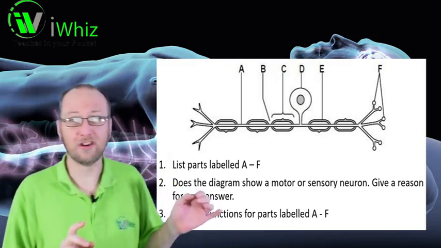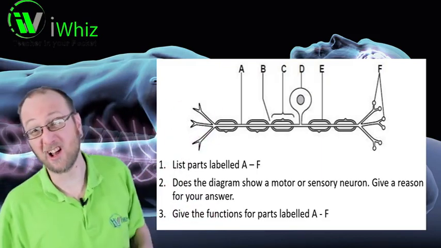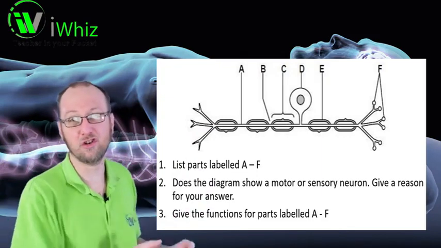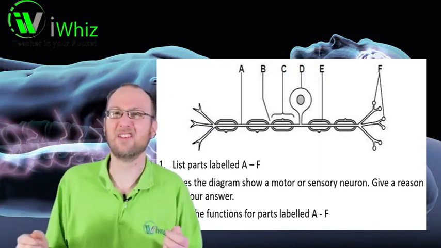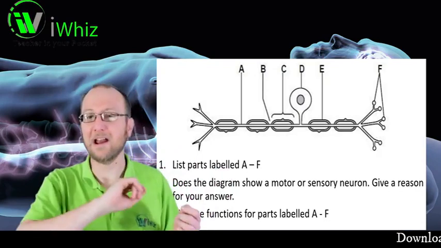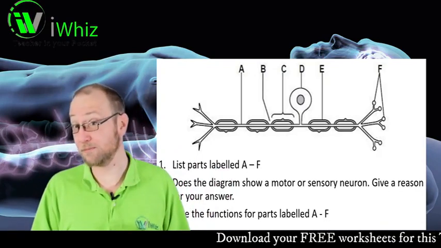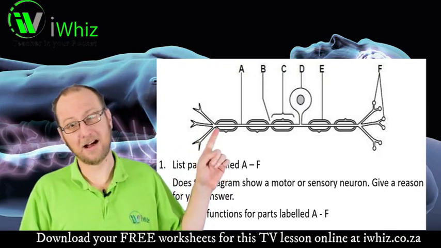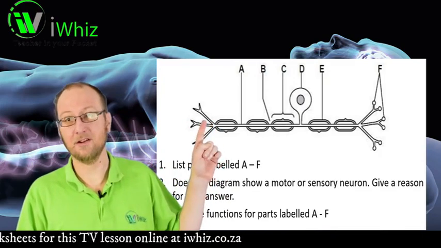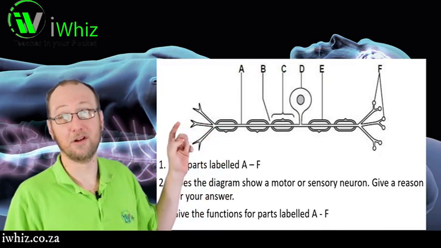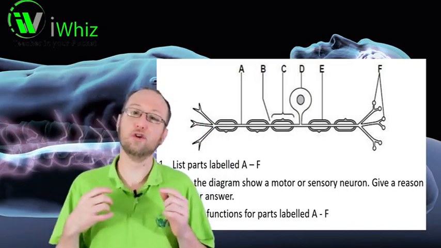Now number C is asking, what do we call those specialized cells that insulate the axon to make sure that the impulses carry on traveling along the axon? Okay, guys, hopefully you said that number C then is a Schwann cell.